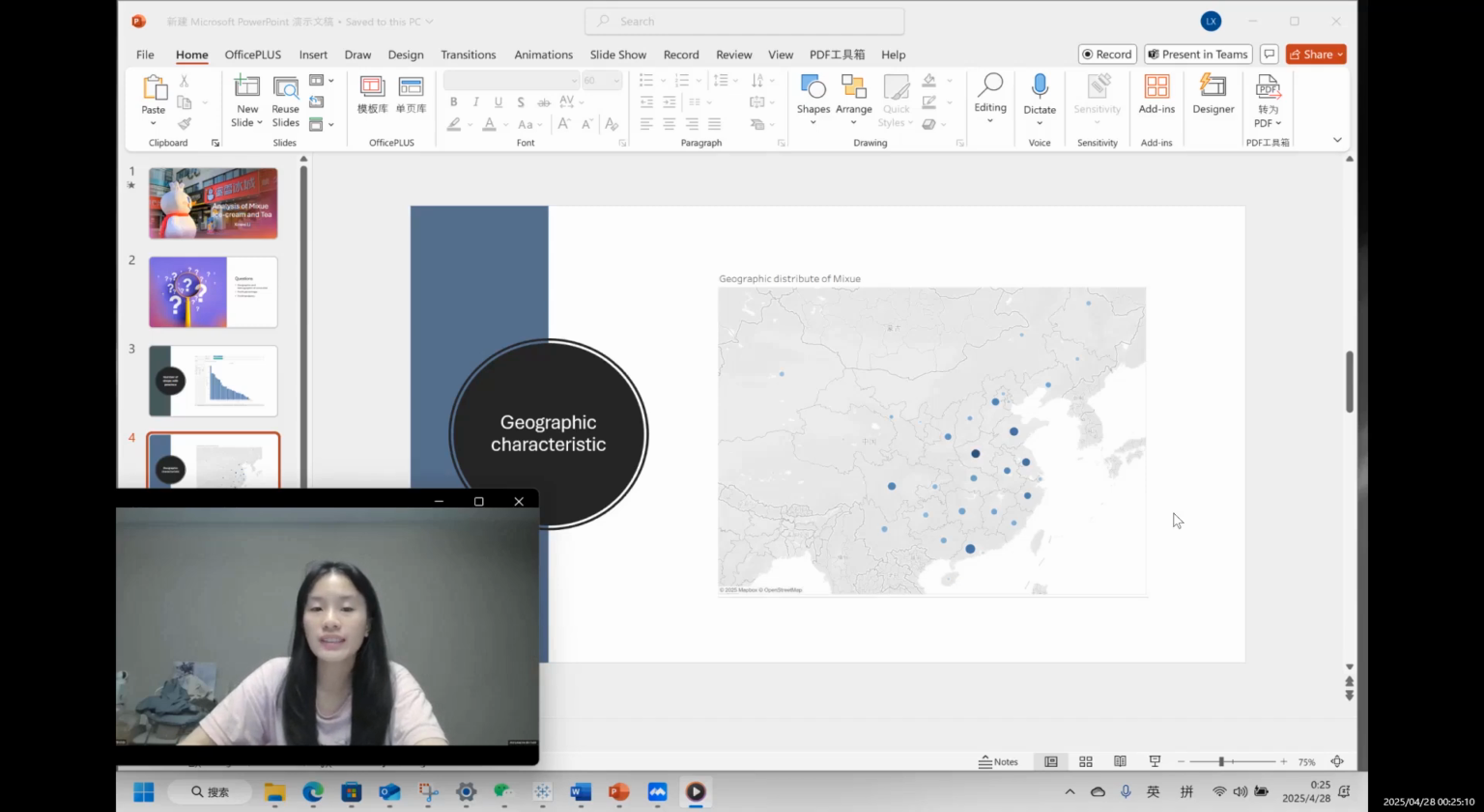In this chart, we can see that the population of China is distributed mostly in the northeast and southeast, and the number of Mixue stores proves that the audience similarly skews toward these areas.